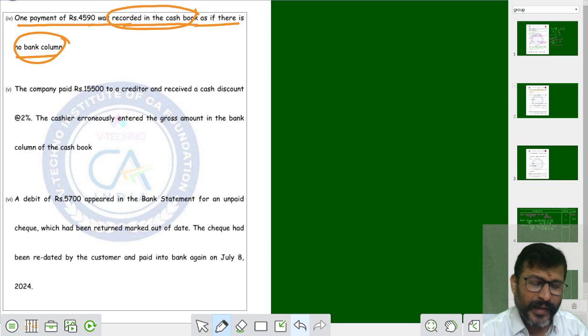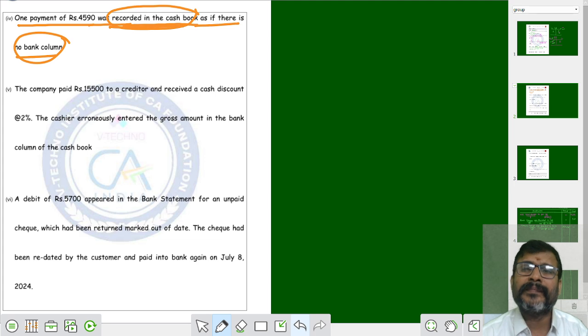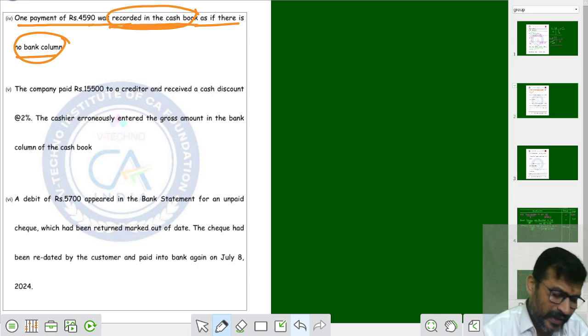It is a point creating a lot of confusion. Many students will come to the conclusion that it is entered in the cash book. That is totally wrong, because it is not entered in the cash book at all. Sir, how come you say that there is no entry in the cash book? Because there is no bank column.